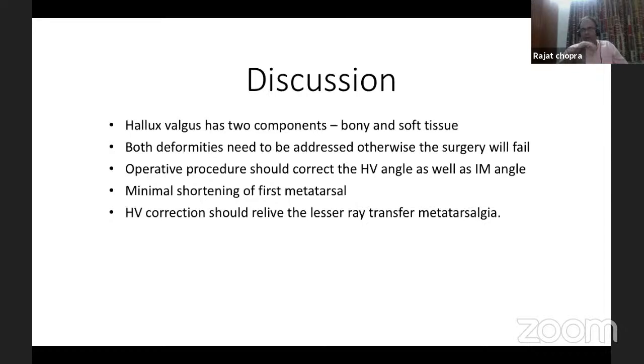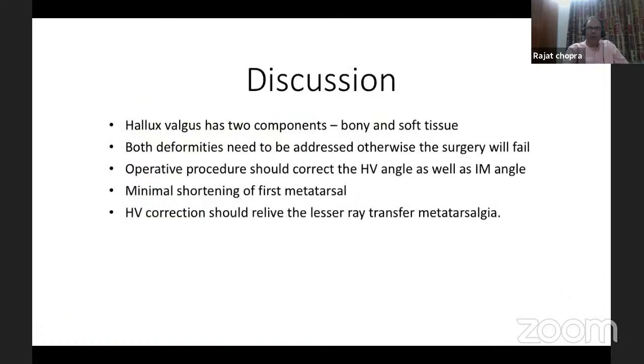If you are doing any bony procedure, you will end up with shortening of the first metatarsal. The shortening of the first metatarsal will lead to transverse metatarsalgia on the second and third, so you don't want to do that. You would like to maintain the length of the first metatarsal as much as possible. For that, I think scarf osteotomy is good. It helps you to do that. And if you have managed to do everything right, you should be able to relieve the lesser ray transverse metatarsalgia after this. I think we will stop here.